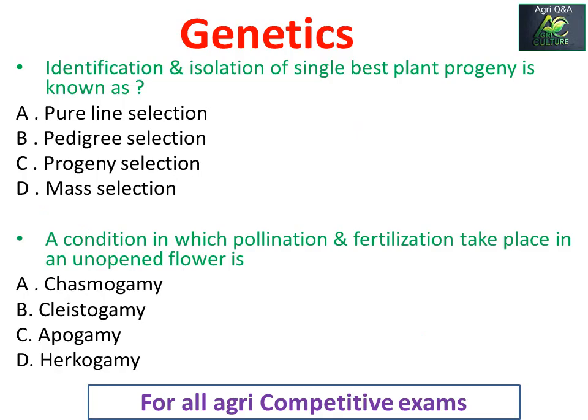Identification and isolation of single best plant progeny is known as pure line selection, pedigree selection, progeny selection and mass selection. And the answer is pure line selection.